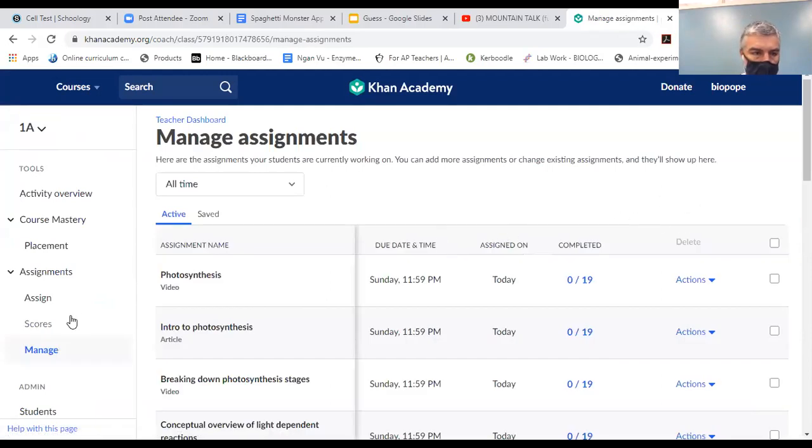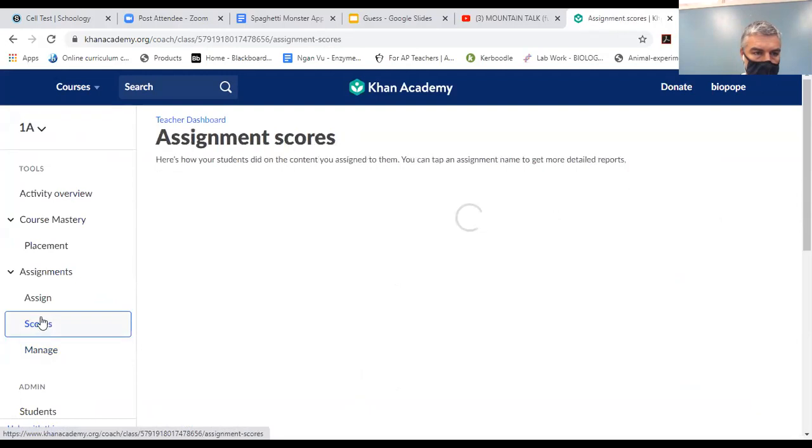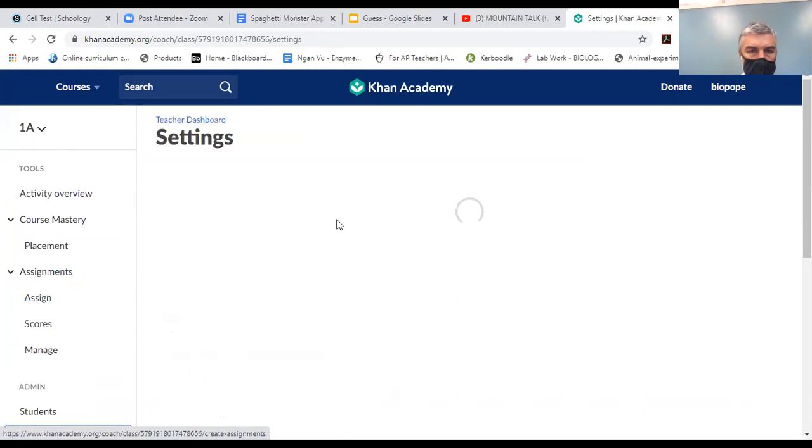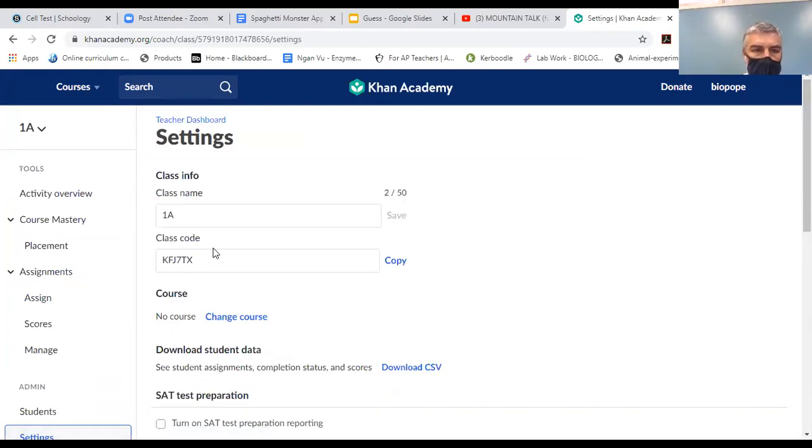How do we get the code? Scores, assign. Oh, I think it's settings. There it is. You see the settings, kid? Yes, you're good. And did that class code not work? It was invalid for me. Really? Huh. Try it again. See if it works now.